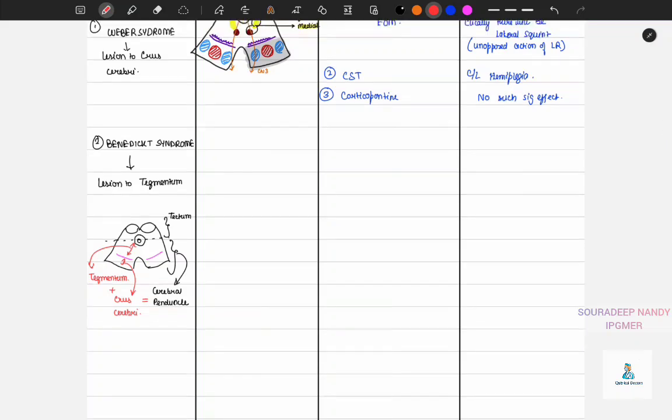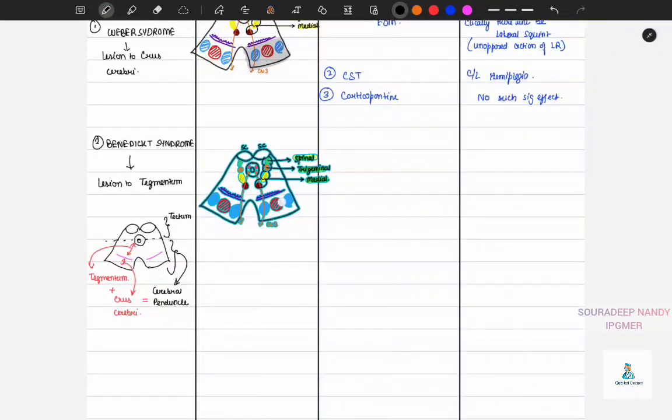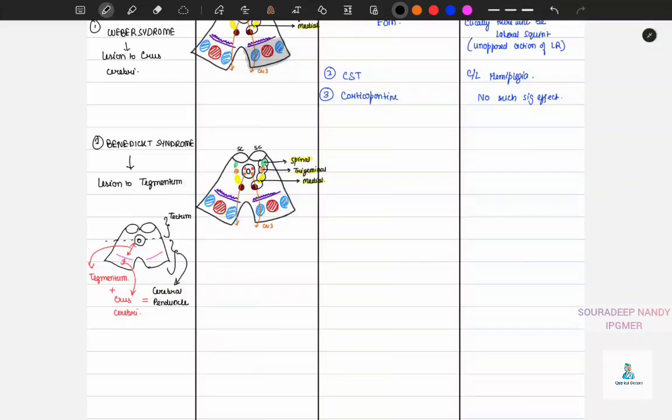So there is a lesion of the tegmentum here, and also some part of the tectum. So what will be lost? What structures will be lost? Let us go medial to lateral. Medial to lateral, the red nucleus, that will lead to cerebellar lesion and motor weakness.